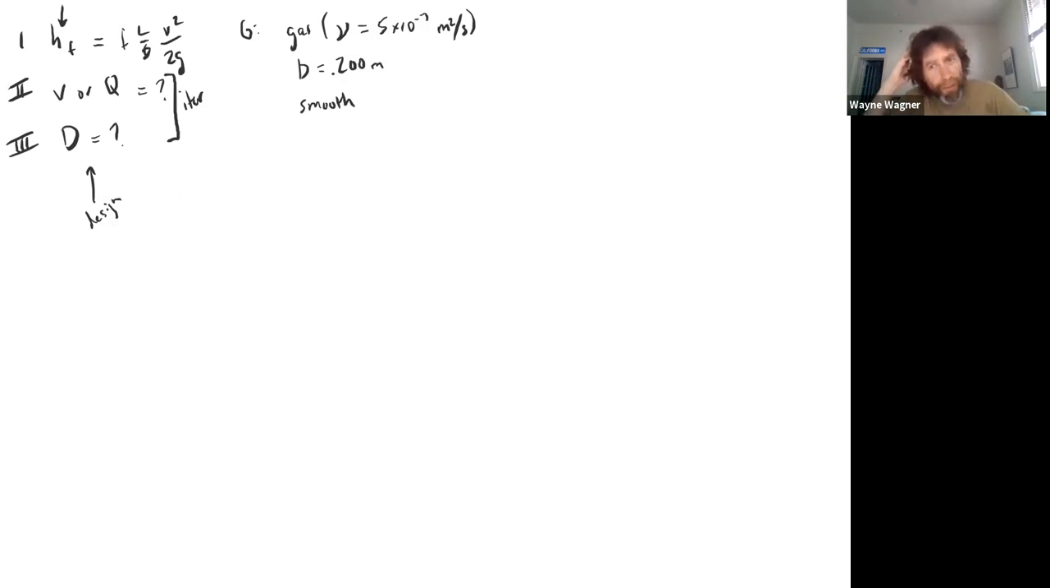So the friction head loss is 0.43 meters per 100 meters. That per 100 meters is per length. So I'll read the whole thing to you. It says, when gasoline with a kinematic viscosity of 5 times 10 to the negative 7 meters squared per second flows in a 200 millimeter diameter smooth pipe, the friction head loss is 43 centimeters per 100 meters. Find the flow rate. So it says Q equals what?